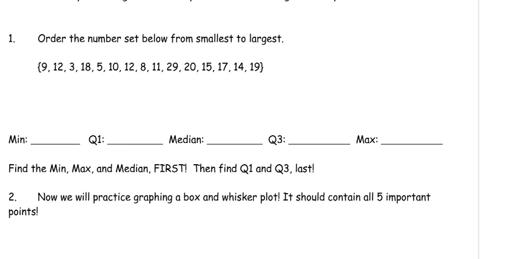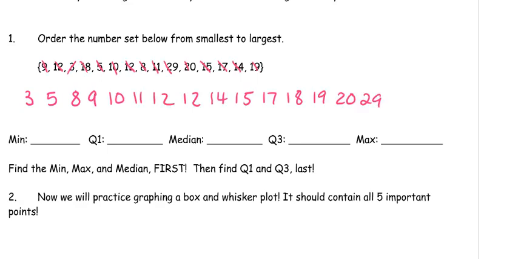So first we are going to put the numbers in order, because to find any of this information the numbers have to be in order from smallest to largest. So let's do that first. I'm going to go ahead and pause the video while I do this, so you can do this separately on your sheet as well, and then we'll pick up with the numbers written all in order. Alright, so now we have the numbers all in order, so we can easily see that the min is 3 and the max is 29.